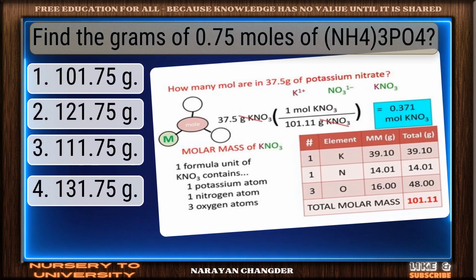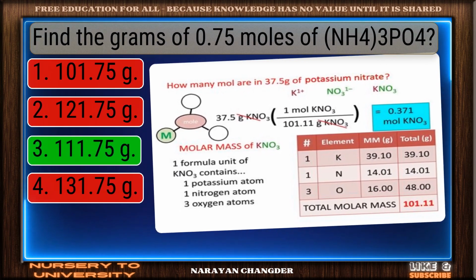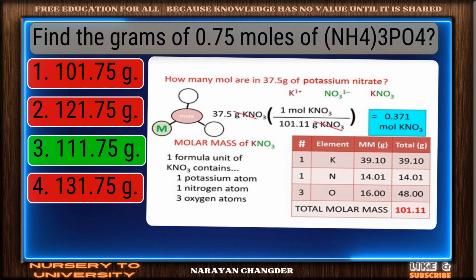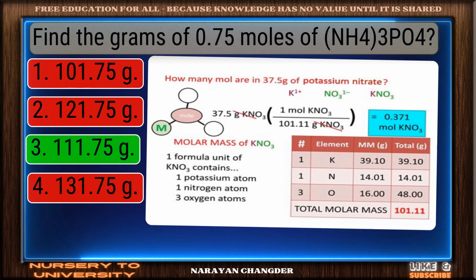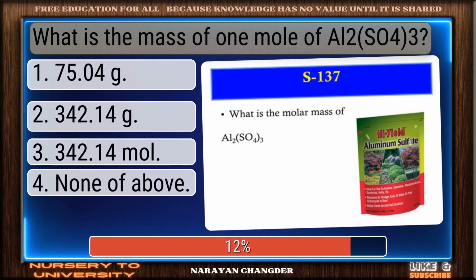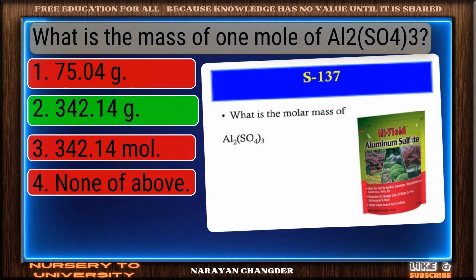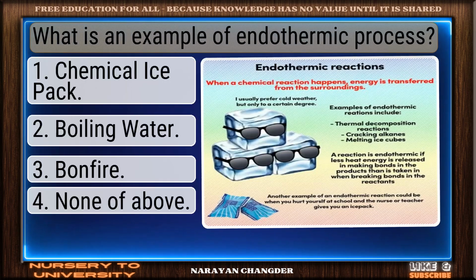Find the grams of 0.75 moles of a compound. Nice selection. 111.75 is the correct and valid answer. What is the mass of 1 mole of Al2(SO4)3? Exactly, 342.1 g makes sense and it is the right choice.